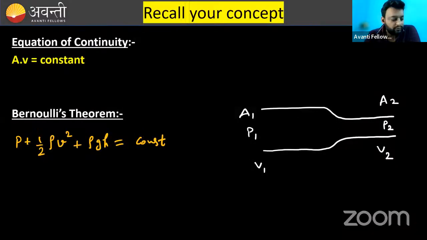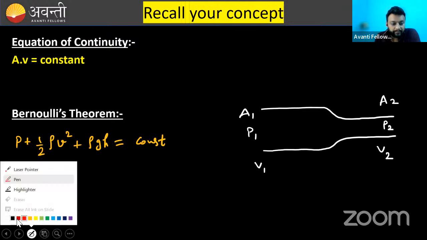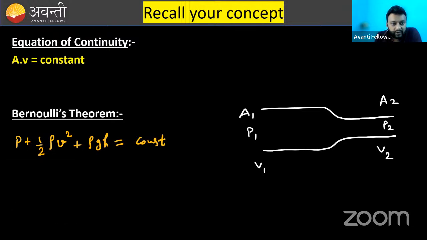First of all, we have studied the equation of continuity. What is the equation of continuity? A into V, the rate of flow for a tube, is constant. That was our equation of continuity. Here A is the area of cross section, V is the velocity of the fluid.